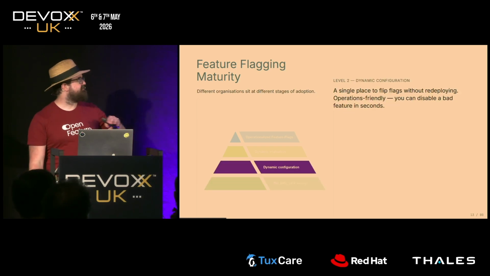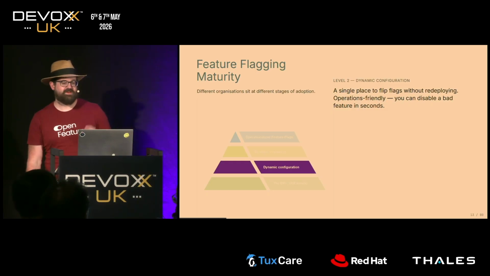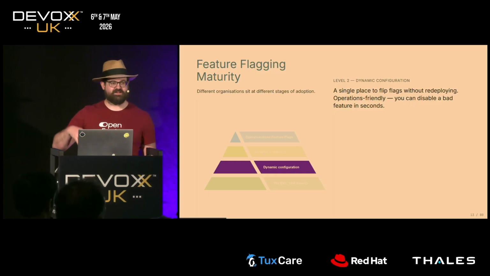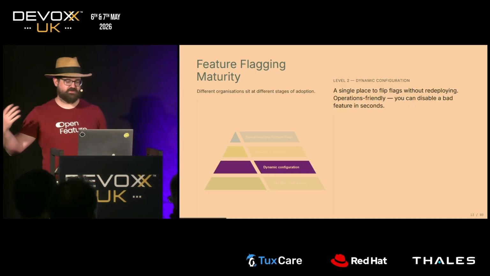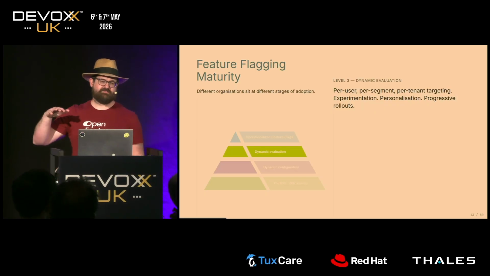Then, on the next level of the maturity model, we have this kind of dynamic configuration where we have a single place to flip the feature flags for our operations, like those toggles for a certain payment provider and things like that. On the third level is dynamic evaluation.